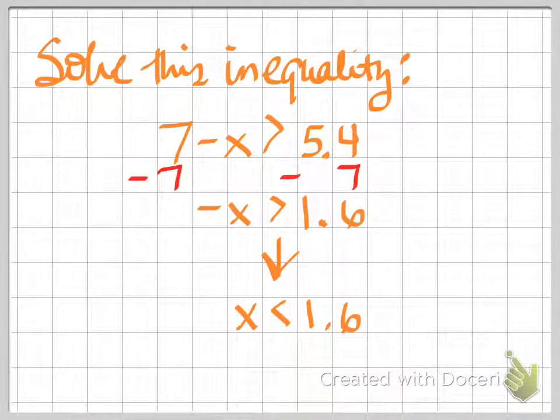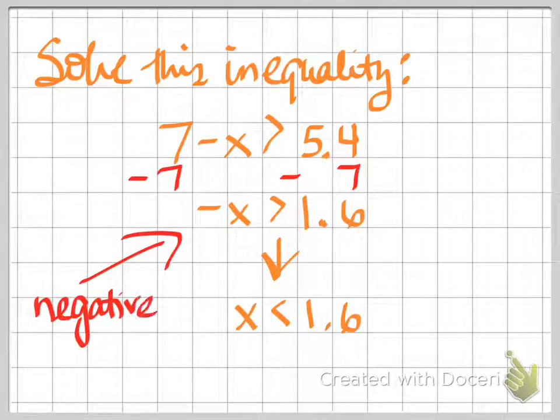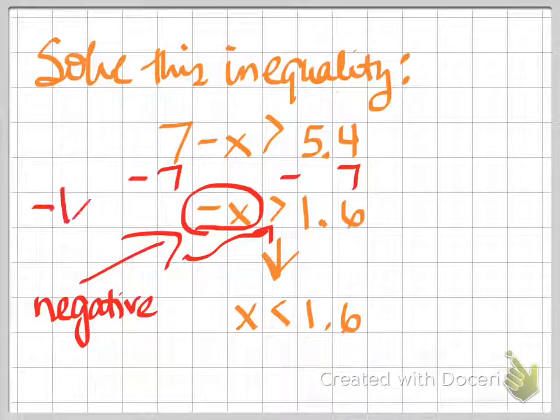Here's another inequality, but this is not a word problem. 7 minus x is greater than 5 4/10. I'm going to subtract 7 from both sides. That leaves me with negative x is greater than 1 6/10. Here's something about inequalities you need to know. If you are dividing by a negative, and this is only with negatives, the sign will flip directions. So, because I divided this by -1, that was my coefficient, remember, of x. It's just like saying -1x. That's going to make my symbol change direction. So, it becomes x is less than or equal to 1 6/10.